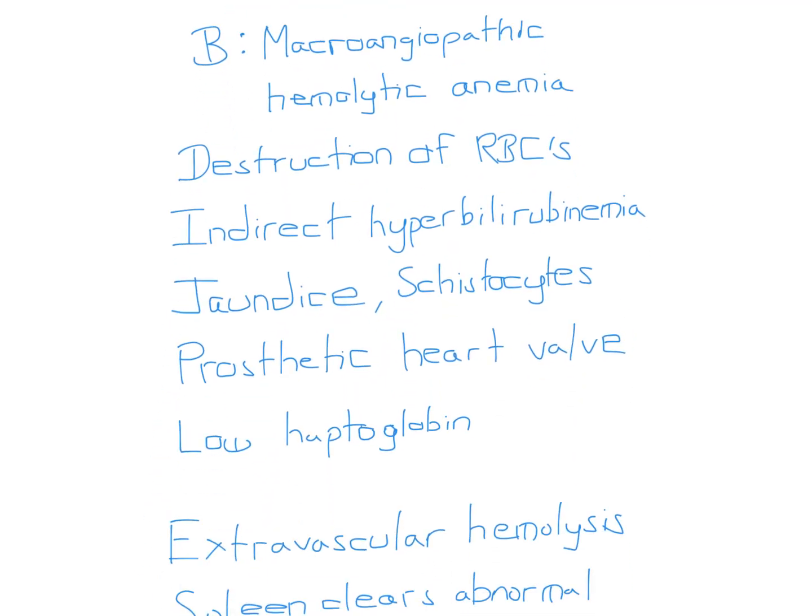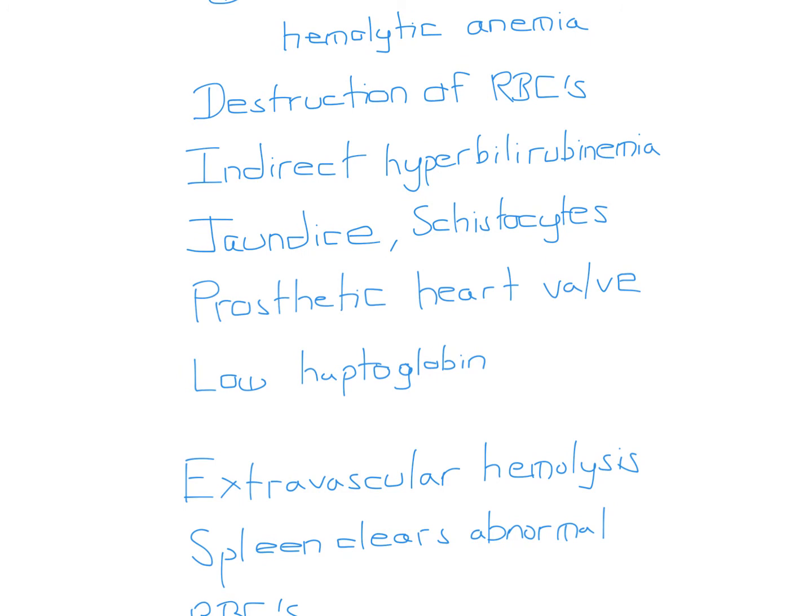So for this patient, it's pretty clear because since this patient had a valve replacement, that prosthetic valve is actually shearing the red blood cells and causing them to become schistocytes. So remember, schistocytes are when the red blood cells get sheared and cut, and so then they turn into these fragments of red blood cells.